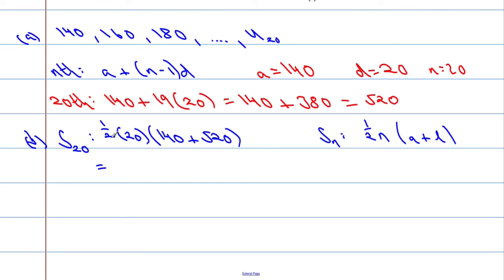That's going to equal 10 times 140 plus 520, which is 660. And when we times that by 10, it's going to be 6,600.